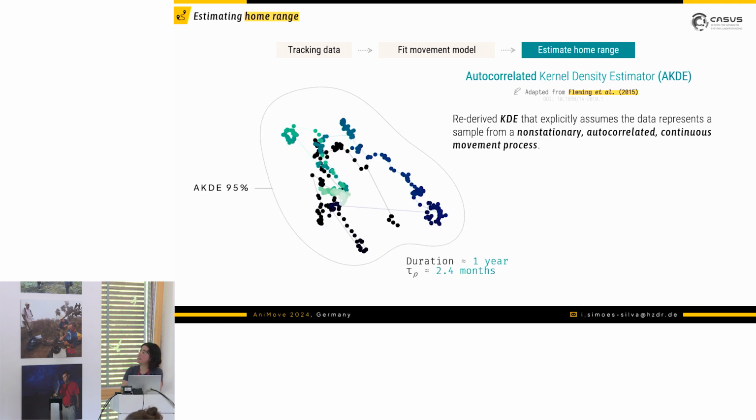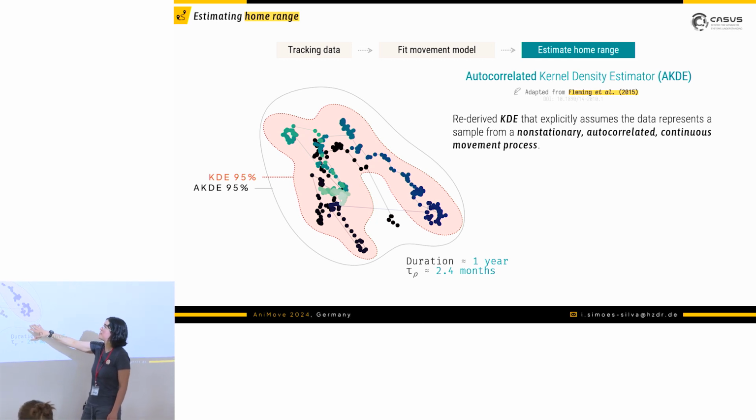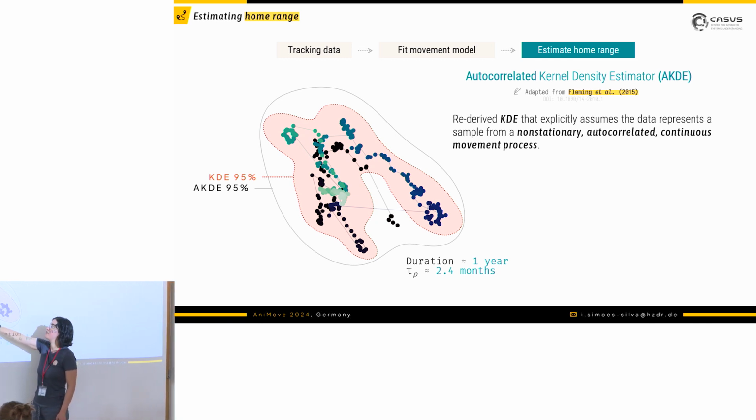So this is just an example of an AKDE for an individual that has a sampling duration of a year, with this tau p being around 2.4 months. And this would be the conventional KDE for essentially the same data. And as we can see, there are some areas where the autocorrelated KDE is considering something that the conventional KDE is not. And sometimes you might be thinking, again related to the same topic that's been brought up a few times, is this area actually being used by the animal? Is the animal visiting this area enough that it's important, right?